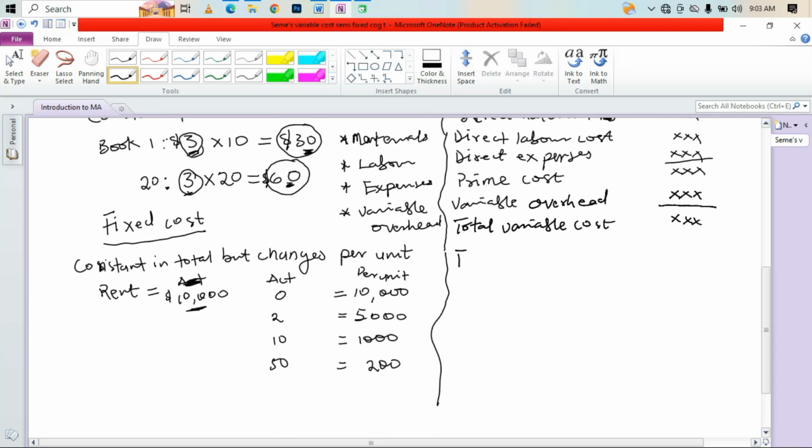So the fixed cost will always be absorbed. So when we add our fixed cost to it, then we are going to get the cost of production, or production cost.